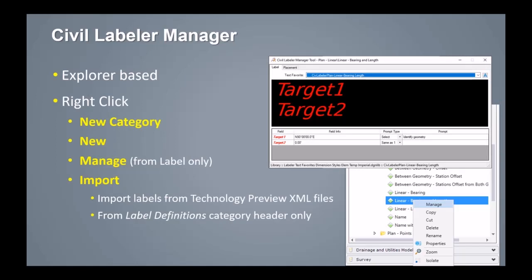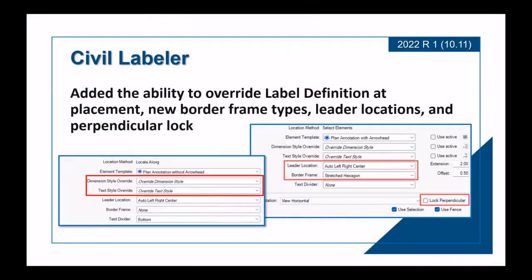You've got right-click capabilities in there to create new categories or folders or new labels, manage those labels, and there's a choice in there to import. So if you have already defined some civil labels in 10.10 that are in an XML file, you don't lose all of that. You can simply import those in. It'll bring that data into the DGN library or DGN file you're in. You can add some additional settings in there because there are some new capabilities, and you preserve everything that you've had before.